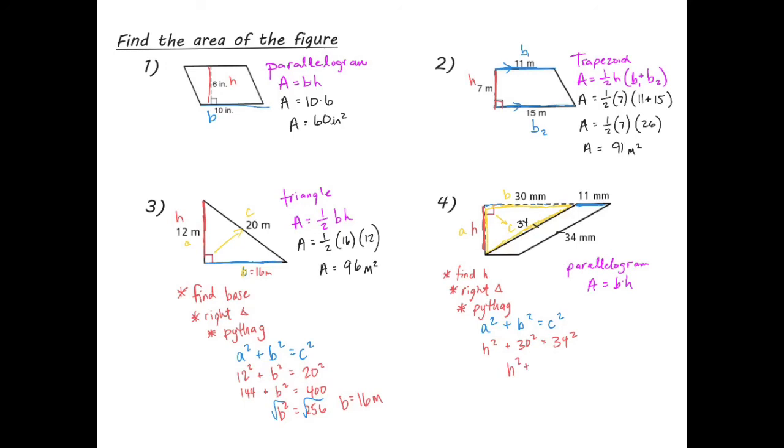h squared plus 900. And subtract. So h squared equals 256. Very similar to the last one, because when I square root that, I find that h is equal to 16. Again. So now that I know that h is 16 millimeters, I can use that area formula and say the area equals the base, 11, multiplied by my height, 16. So my area is a big fat 176 units as millimeters, and it's area, so area, millimeters squared.